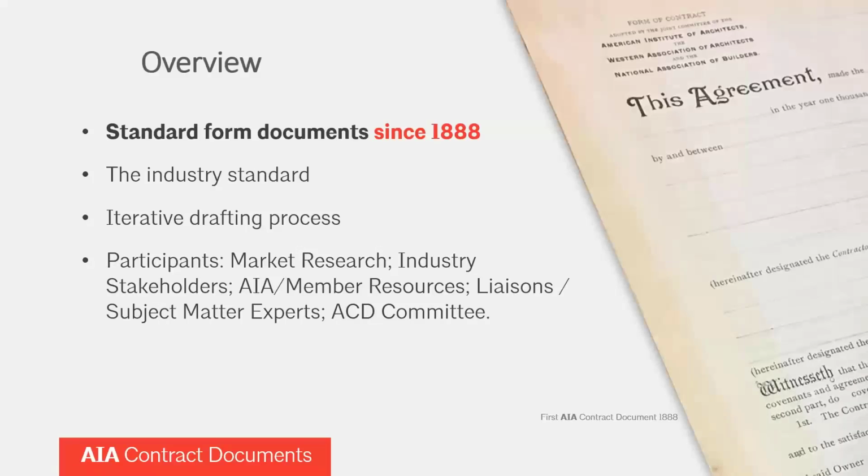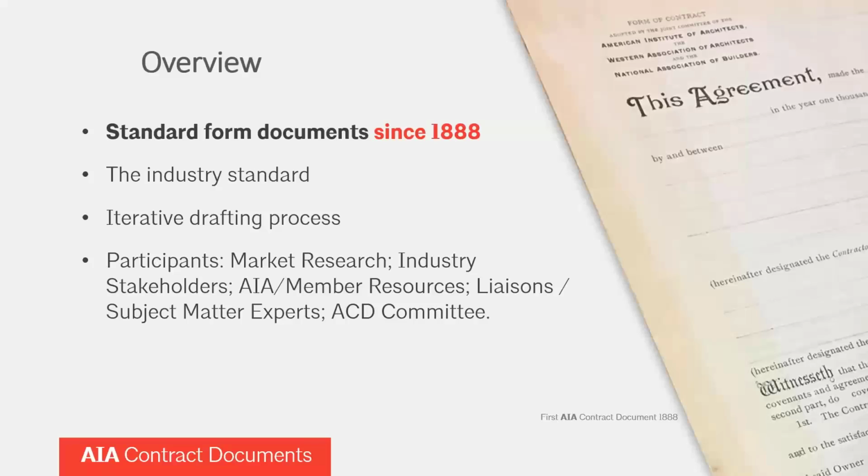A quick word about AIA documents, which continue to be industry standard form documents originally established in 1888. In the process of creating new and updated agreements, AIA receives, analyzes, and incorporates input from a broad range of construction industry organizations and attorneys representing contractors, subcontractors, owners, and developers, as well as engineers and architects. The goal for these contracts is to be fair and balanced and insurable.